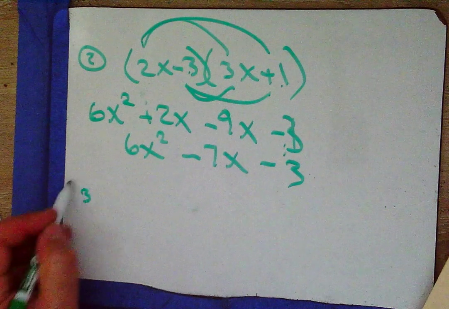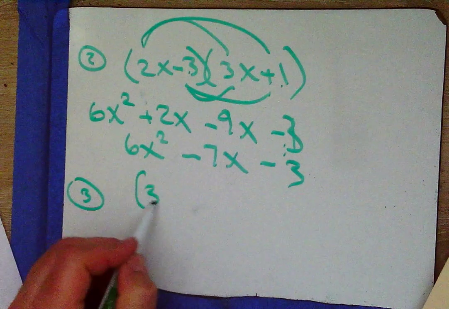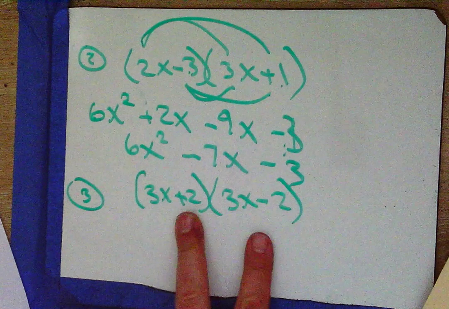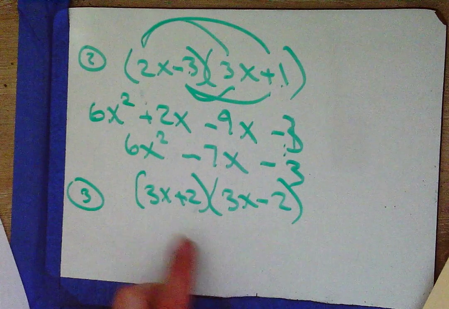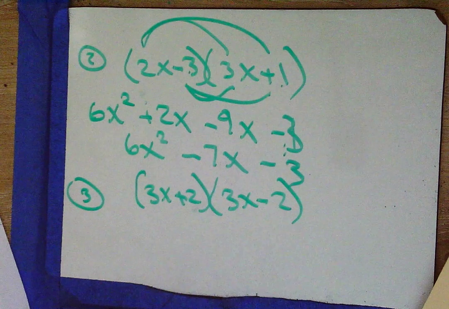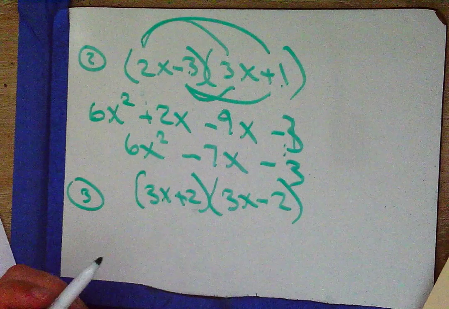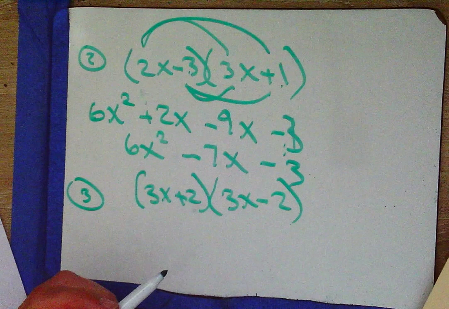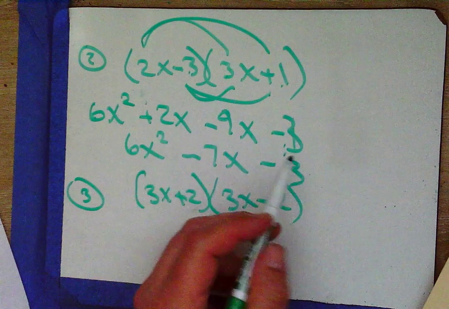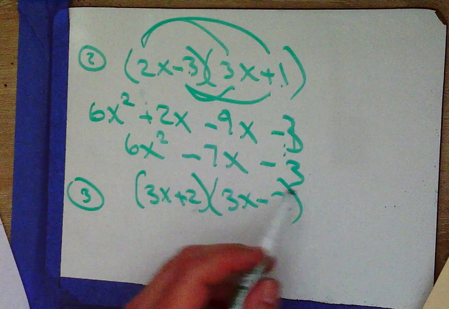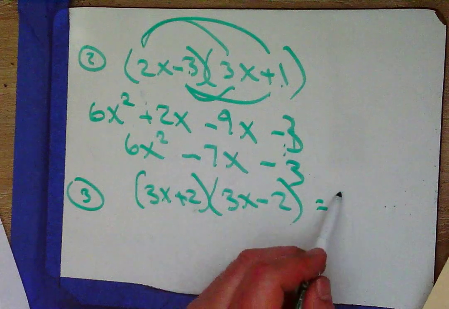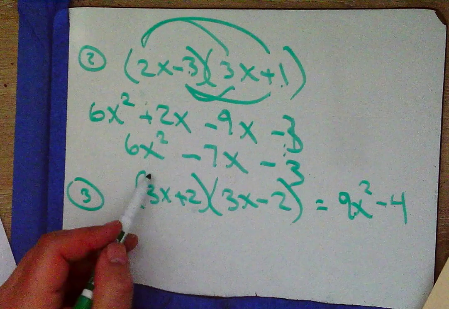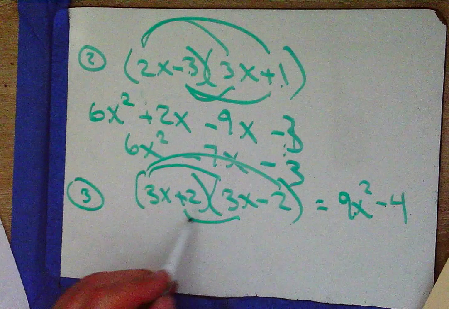Our third one says 3x plus 2 times 3x minus 2. Again, I see the difference of squares pattern, a plus b, a minus b, and I know that's going to turn into this one squared minus this one squared. But if you're not sure about that, or you're not feeling like you recognize this difference of squares and don't want to jump right to 9x squared minus 4, then by all means, FOIL.